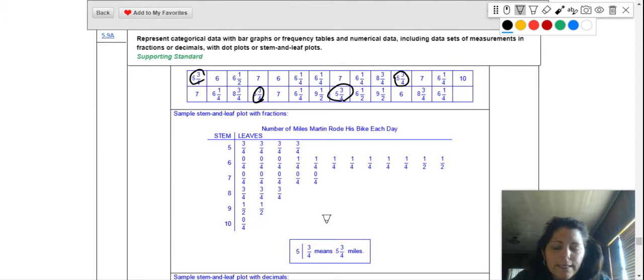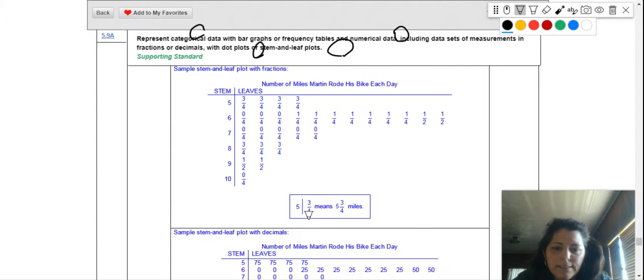All right. So how many days did he ride his bike 10 miles? We can try and find 10 up here in all this information, or we can just look at our stem and leaf plot and say, oh, there's 10, and zero leaf is 0. So he rode his bike 10 miles one time. That's an easy way to look at it.